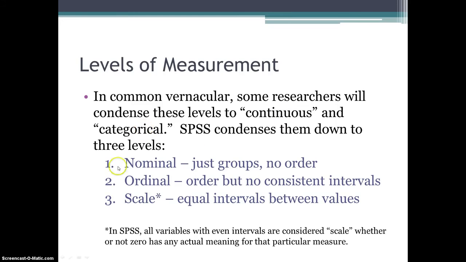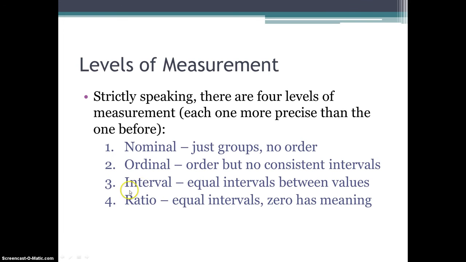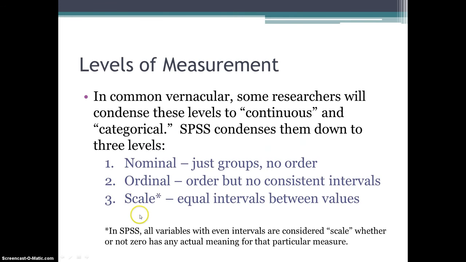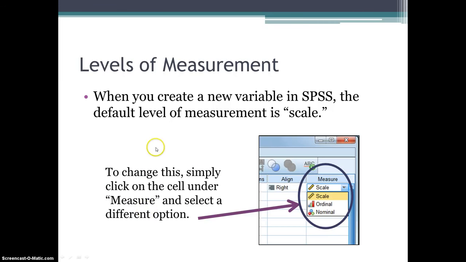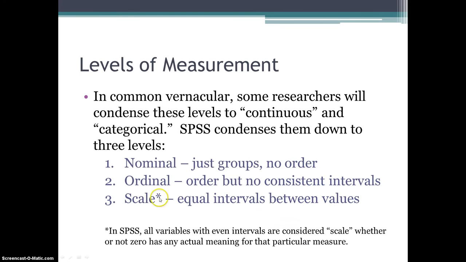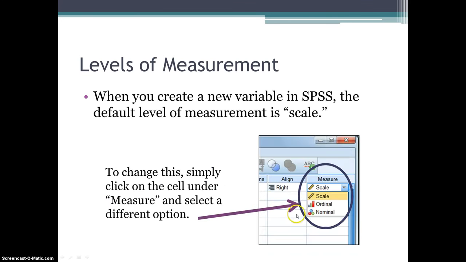But SPSS is going to refer to these three right here: nominal, ordinal, and scale, which refers to interval and ratio. Okay? So when you create a new variable in SPSS, the default is scale, but to change it, you just click on it and click whichever one you want. So scale, ordinal, or nominal.